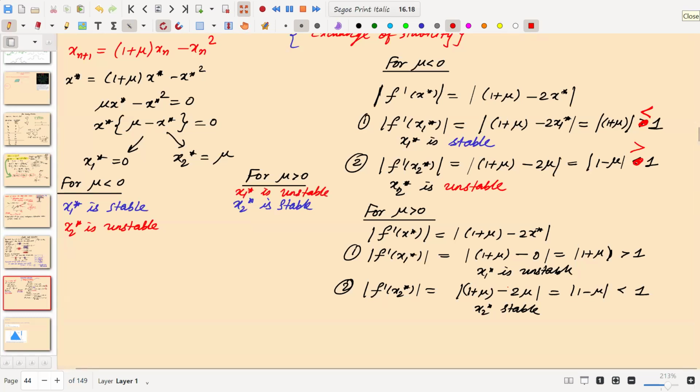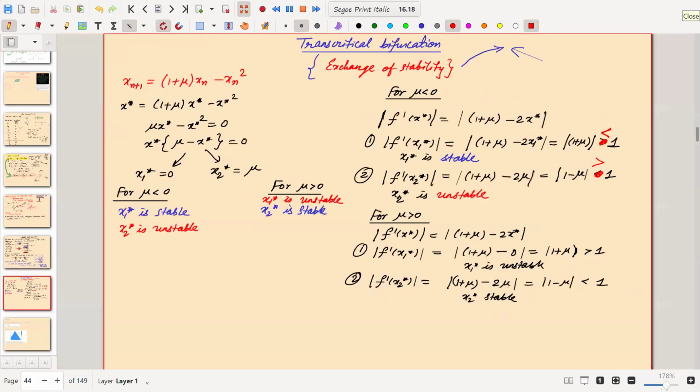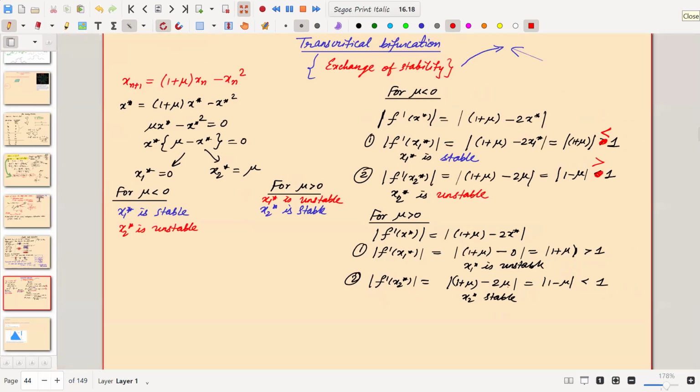Now, do you see something happening here? Now, can you analyze the scenario here? Before, for mu less than 0, the fixed point x1 star was stable and x2 star was unstable. The moment I changed mu to be positive, they exchanged their stabilities. That means x1 star became unstable and x2 star became stable. So you can see during this transition, exchange of stability took place. Isn't it? Exchange of stability has taken place.